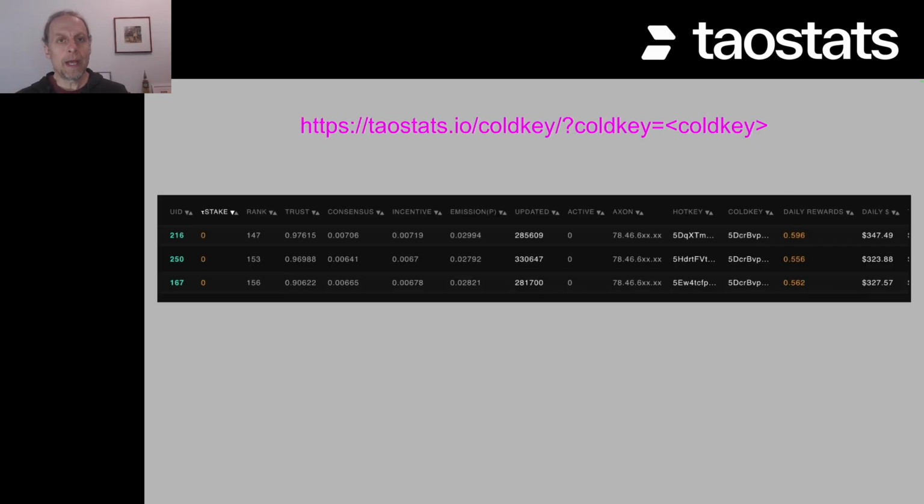If you've got a lot of miners and they're all connected to the same coldkey, you can actually track those by going to taustats.io/coldkey and then ?coldkey= and put in your coldkey, and it will list all of the hotkeys that are registered, so you can track all of them at once. They'll be organized by subnet, so if you reuse a hotkey across several subnets, you can track it that way as well.